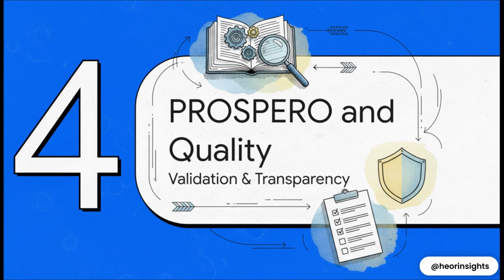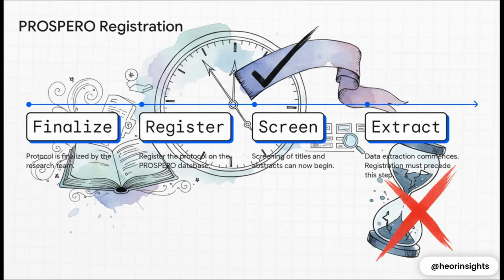Let's now focus on the procedural details of PROSPERO registration and the mandatory step of quality assessment. The timing of registration is critical. The protocol must be finalized and registered on PROSPERO before the formal screening or data extraction begins. Registration after these stages have started invalidates the prospective nature of the protocol and defeats its purpose of preventing bias.